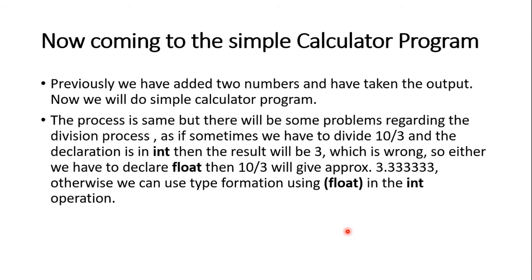Sometimes we have to divide 10 by 3 and if the declaration is int, then the result will be 3, which is wrong. So either we have to declare float, then 10 by 3 will give approximately 3.33333, that is the real or decimal value of 10 by 3. Otherwise we can use type casting using float in the int operation. We will see this in today's program, the simple calculator program. So let's start the calculator program.